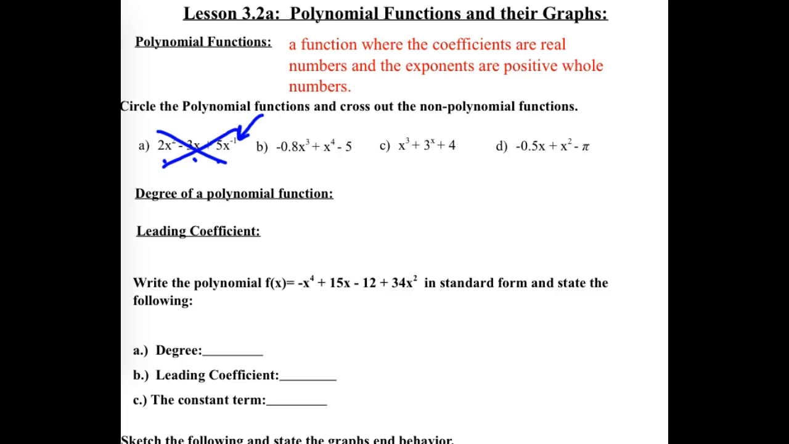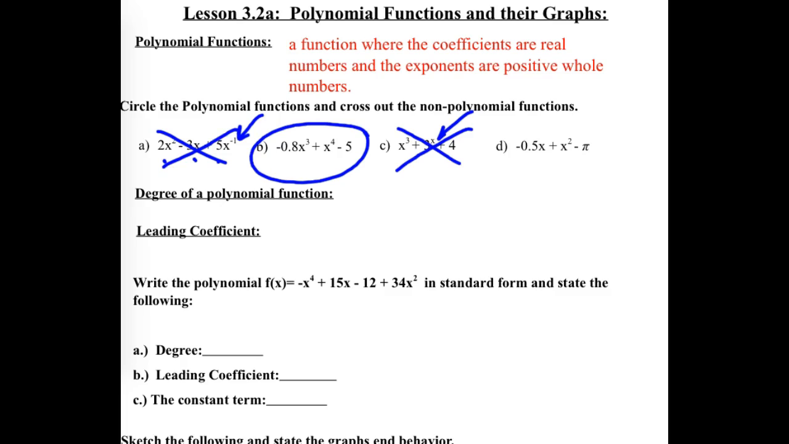Okay, going to question B. Again, our coefficients are all real numbers and our exponents are all positive whole numbers. So yes, that is a polynomial function. For part C, notice here that we have a variable as a power. That can't be the case if it is a polynomial. So this is not a polynomial function.